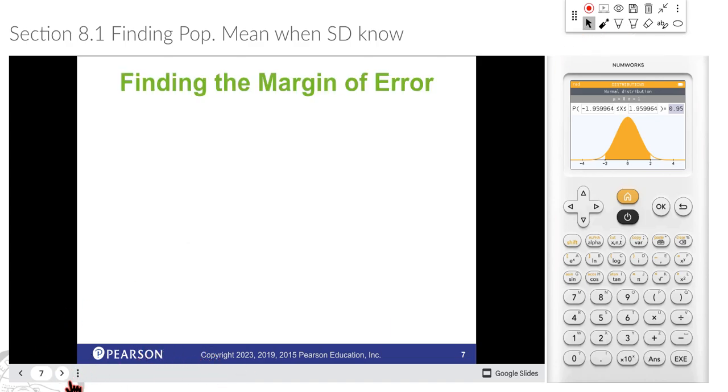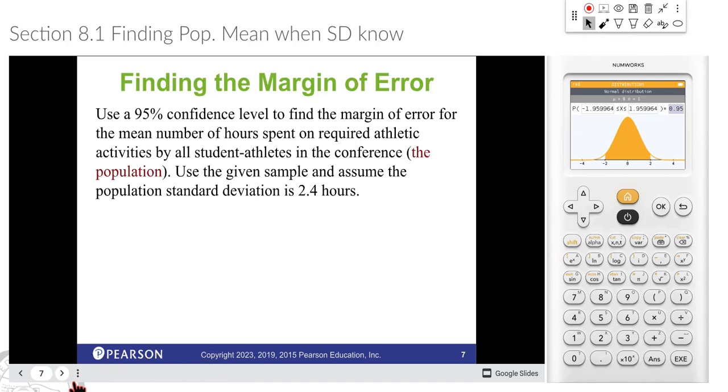So let's find the margin of error. Most questions will tell us what level of confidence we want. So they're telling us to use a 95% confidence level. We know we can use these values, but we'll be able to calculate this as well. To find the margin of error for the mean number of hours spent on required athletic activities by all student athletes in a conference.